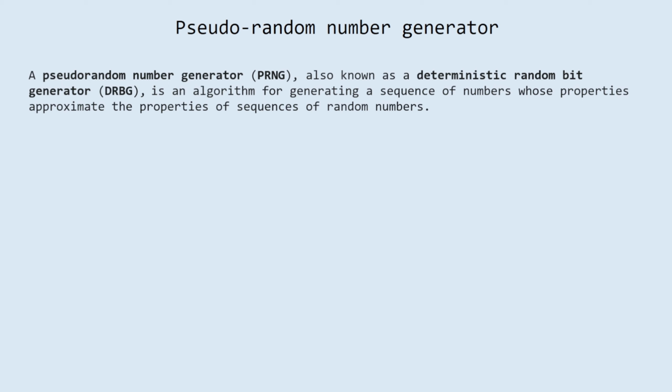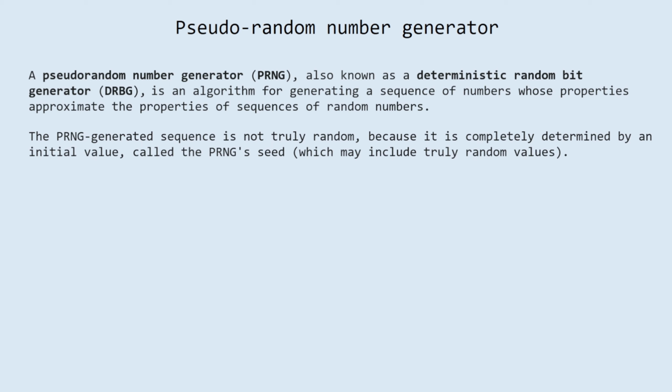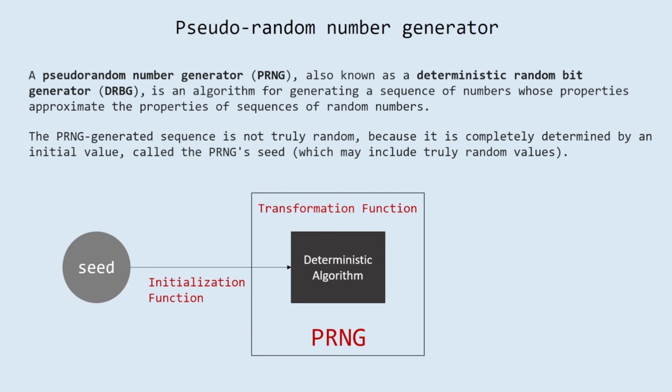A pseudo-random number generator, PRNG, also known as a deterministic random bit generator, DRBG, is an algorithm for generating a sequence of numbers whose properties approximate the properties of sequences of random numbers. The PRNG-generated sequence is not truly random, because it is completely determined by an initial value, called the PRNG's seed, which may include truly random values. The full schema is seed, initialization function, transformation function with deterministic algorithm, output function, random bits in the end. That is how a pseudo-random generator works.